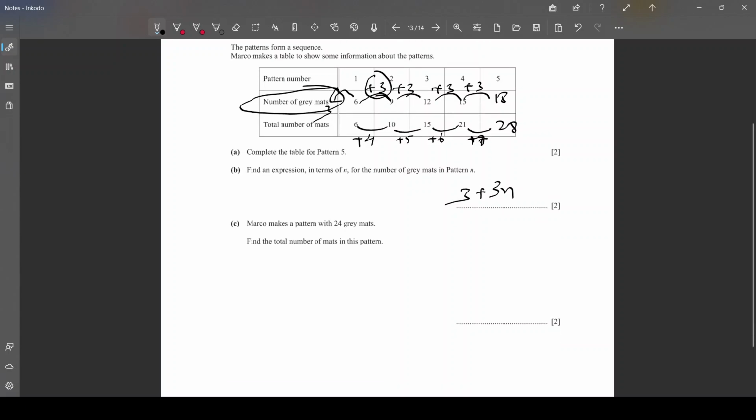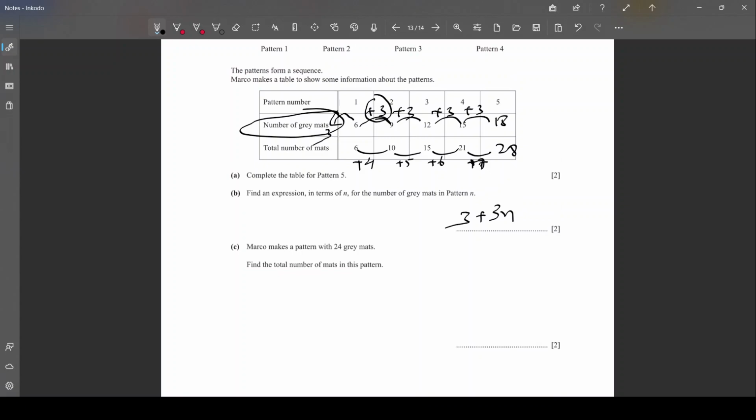Then Marco makes a pattern with 24 gray mats. Find the total number of mats in this pattern. So they are saying that he made a pattern with 24 gray mats, and we need to find the total number of mats. This box we have to find out. When the number of gray mats is 24, how many total mats will there be?